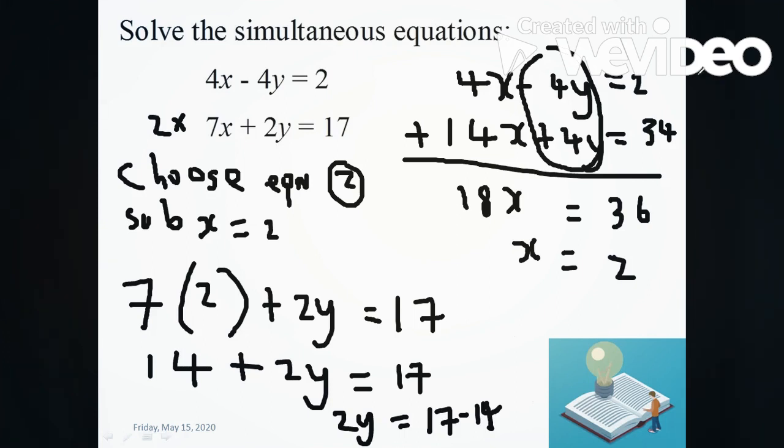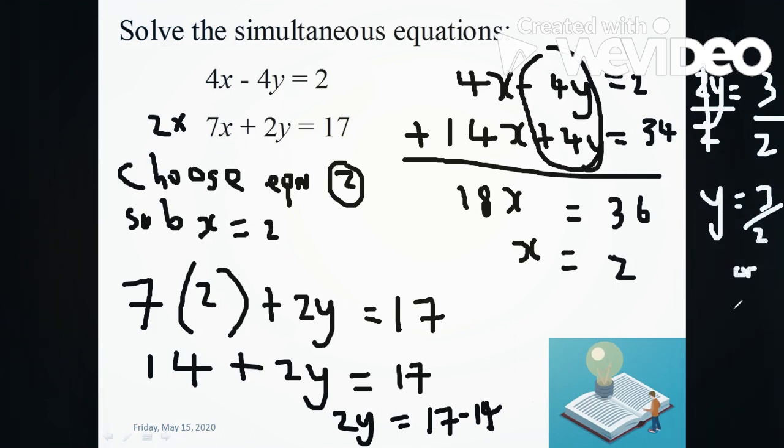So we have 2y. Yes, someone can write over there. 2y is equal to what? 14 from 17 is what? 3. So let's divide everything by what? 2. Cancel out. So therefore y is equal to 3 over 2, or 1.5. And one of those answers will work.